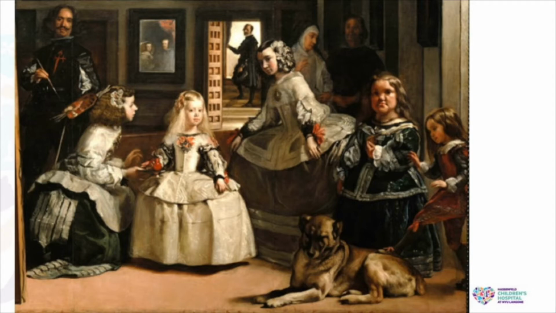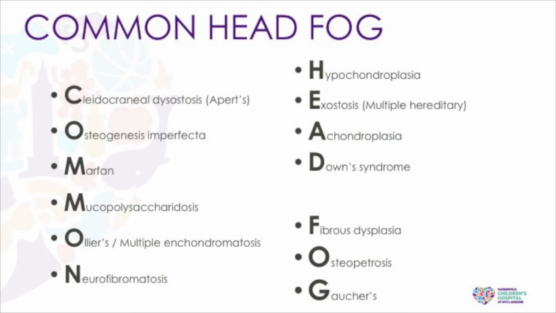The mnemonic "common head fog" is not meant to be the way you should end this lecture, but rather includes some of the most frequent kinds of skeletal dysplasias encountered: cleidocranial dysostosis, Apert syndrome, osteogenesis imperfecta, Marfan, mucopolysaccharidosis, Ollier's or multiple enchondromatosis, neurofibromatosis, hypochondroplasia, multiple hereditary exostosis, achondroplasia, Down syndrome, fibrous dysplasia, osteopetrosis, and Gaucher's disease are some of the most commonly encountered syndromes in clinical practice.